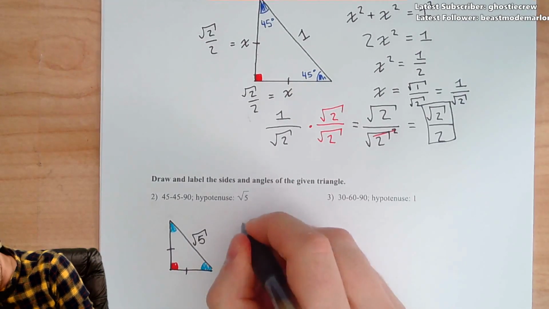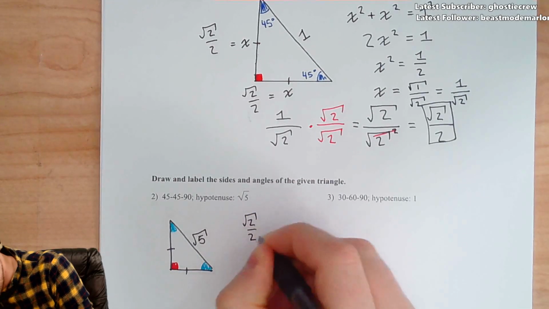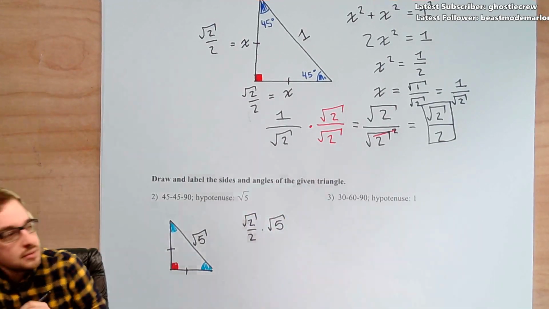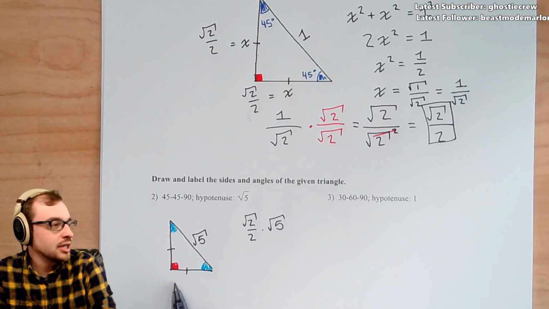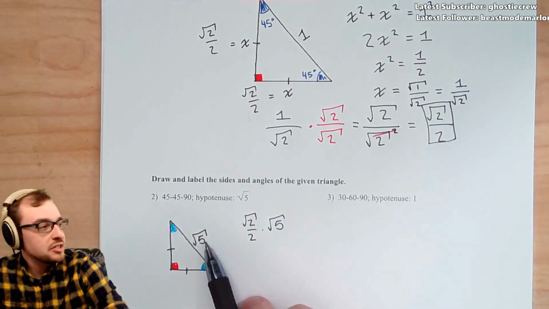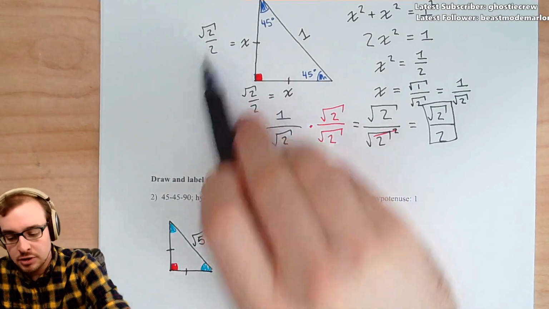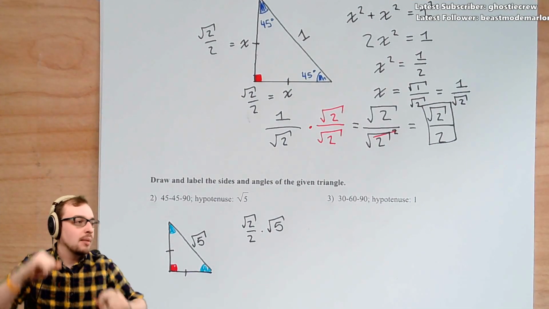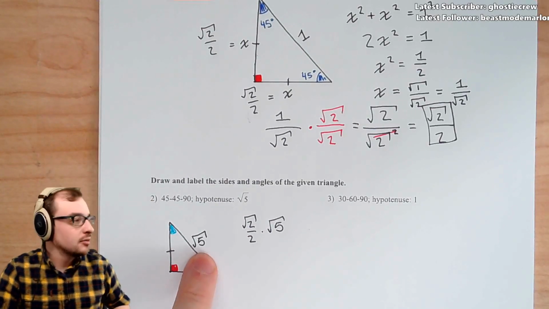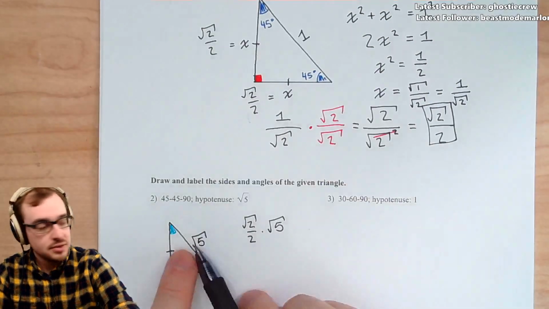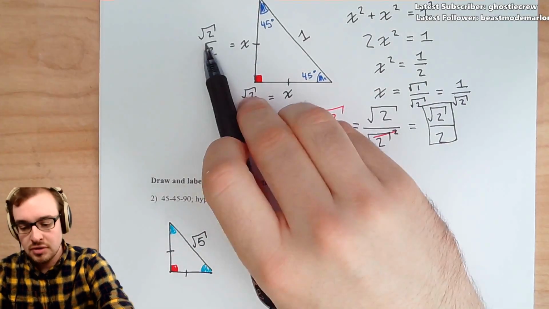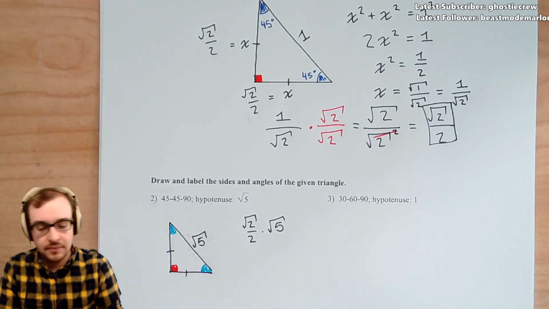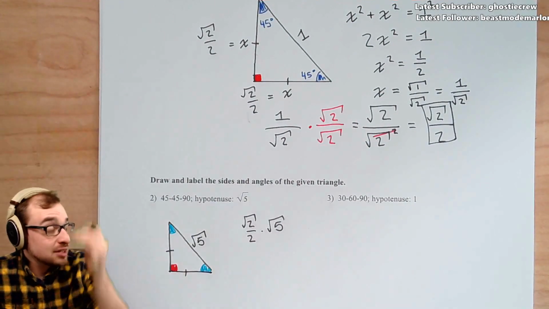So what I'm going to do is take root 2 over 2, and multiply that by root 5. And that'll give me the answers here and here. 1 times root 5 gets me this guy, so root 2 over 2 times root 5 should get me this guy. Right? We're just scaling it up. If this were a 6 here, then I'd multiply everything by 6. 1 times 6 gets me 6. Root 2 over 2 times 6 would get me the answer here.